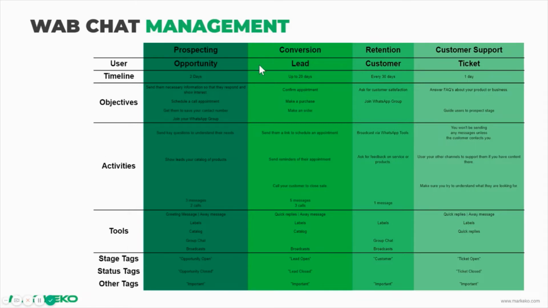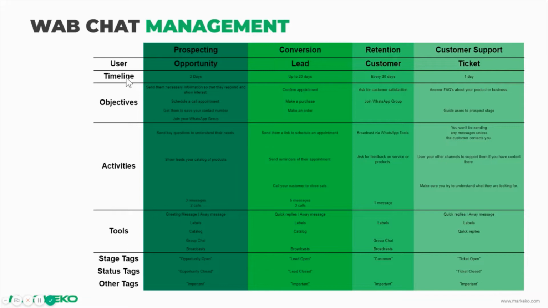And so the way we like to split this is, you still have your same stages, right? You have prospecting, conversion, retention, customer support, but then we like to put a name to the user, right? If someone's at a prospecting stage, we like to call them opportunity. Conversion, we have leads. Retention, customer, and customer support tickets. And this is how we're gonna split our conversations within WhatsApp, and I'll show you an example afterwards. But this is important to know and understand where also your bottlenecks within your WhatsApp are, right?